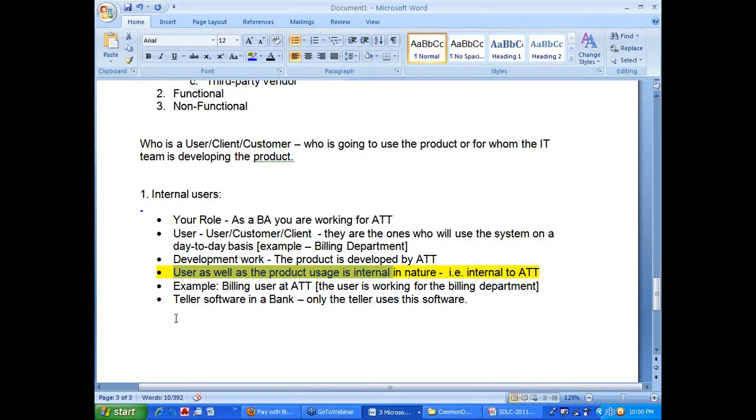Similarly, tomorrow you go to your bank to deposit money, right? You go to the bank to deposit money. So the teller, they use a software. It is very internal in nature, right? You and I have no access to it.